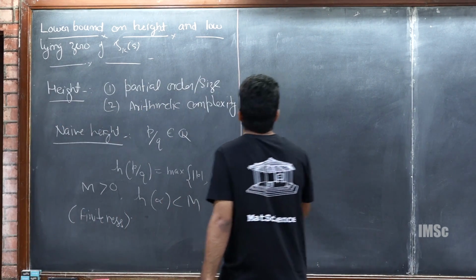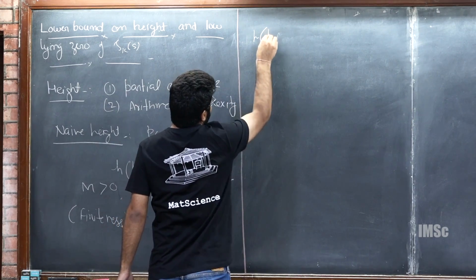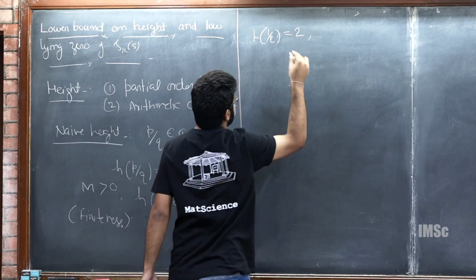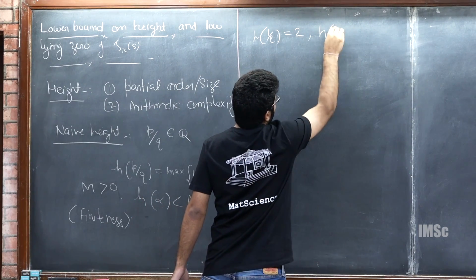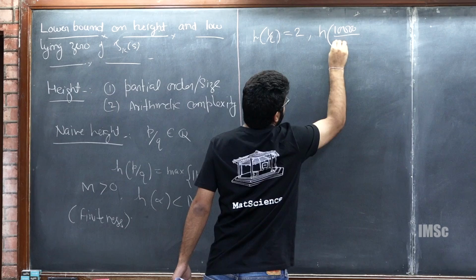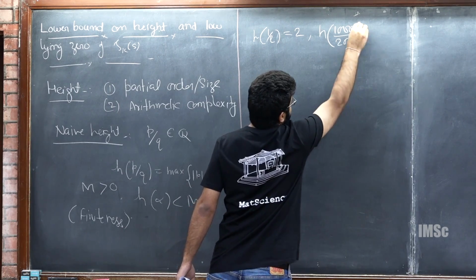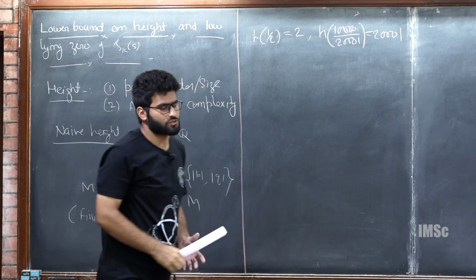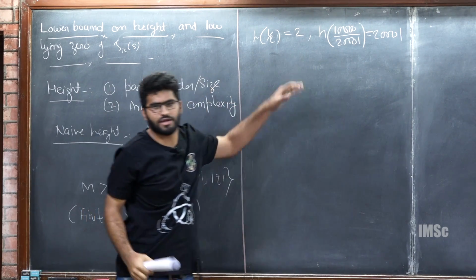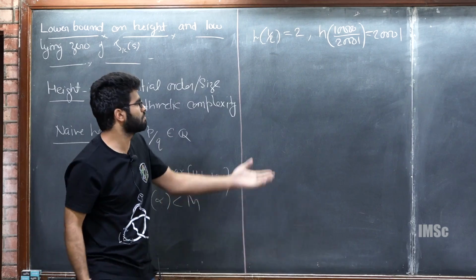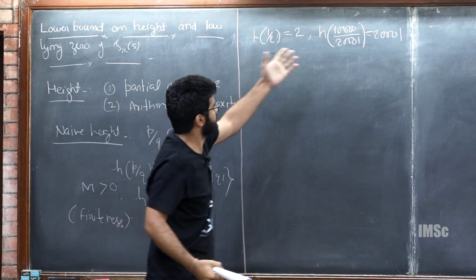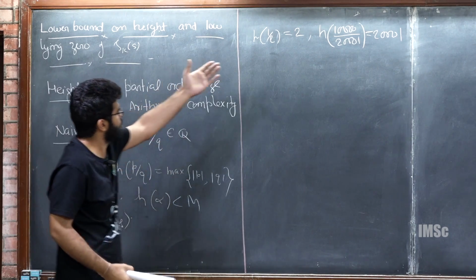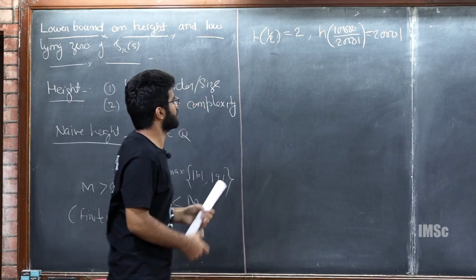If I consider the height of this rational number, it turns out to be 2, and if you see this number, these two numbers on the real line lie very close to each other, but if you see their height, one object is very complicated compared to the other. That's how, in some sense, that object is more complicated than this one.